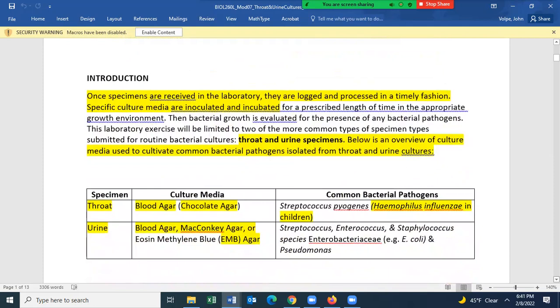So once a specimen is received in a lab, the specimen will be logged and then processed in a timely fashion. It'll be cultured, inoculated, and incubated for a specific time, looking for human pathogens. Today, we're going to be talking about throat and urine specimens. Below is an overview of the culture media used to cultivate common bacterial pathogens isolated from the throat and urine cultures.